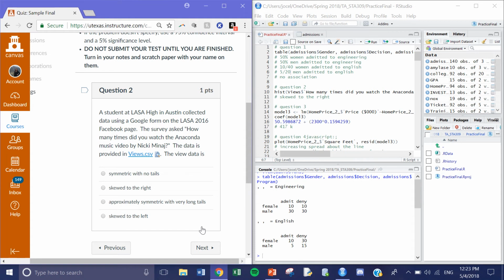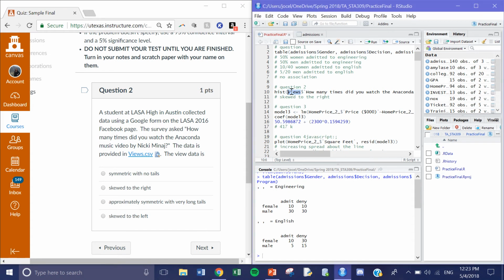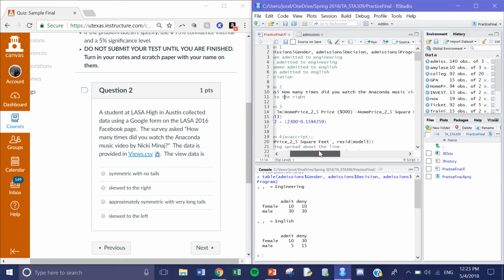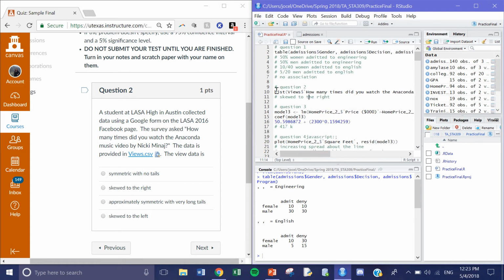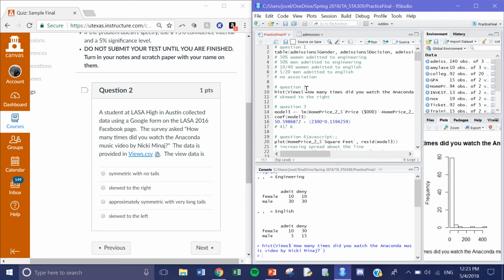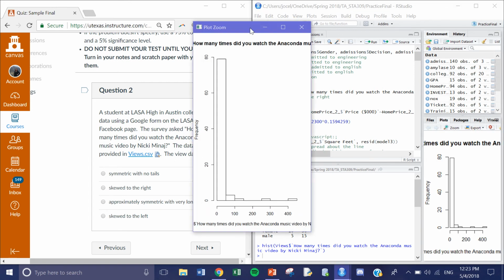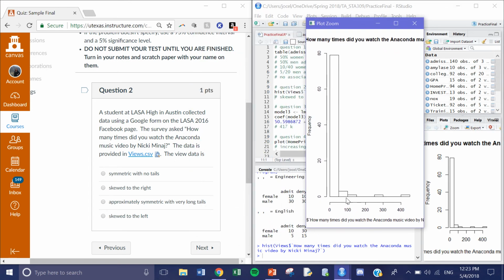So the best way to visualize this is through a histogram. So I use the hist function, and I do my data name, which is views, and $ that column name, which is how many times did you watch the Anaconda music video. And I'm going to run that. And when we look at this plot, we see that there's a long tail on the right. So this is called skewed to the right.